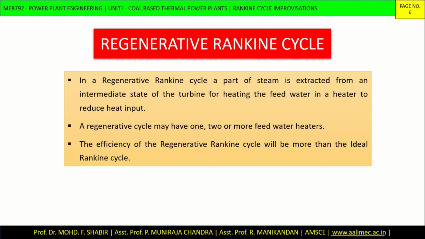In a regenerative Rankine cycle, a part of steam is extracted from an intermediate state of the turbine for heating the feed water in a heater to reduce heat input. A regenerative cycle may have 1, 2 or more feed water heaters. The efficiency of the regenerative Rankine cycle will be more than the ideal Rankine cycle.